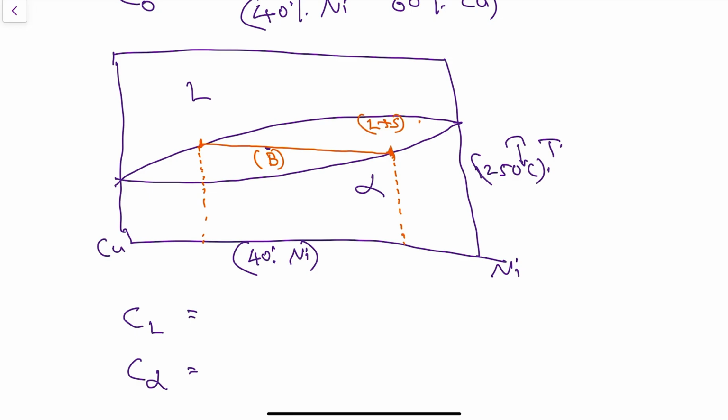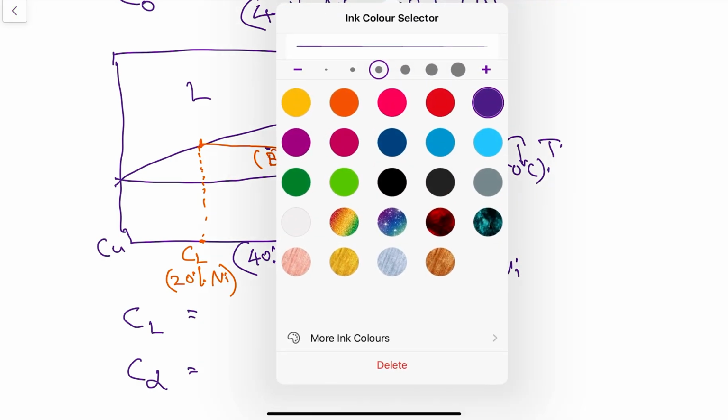So how to find the composition of liquid from this? This point will give you the composition of liquid, and this point will give you the composition of alpha. So I'm assuming from here it can be 20 percentage nickel. That is just an assumption, so that from a phase diagram you'll be able to find it. For here it will be maybe around 80 percentage nickel and 20 percentage copper. I'm making an assumption here based upon these lines. So this is how you find the composition.